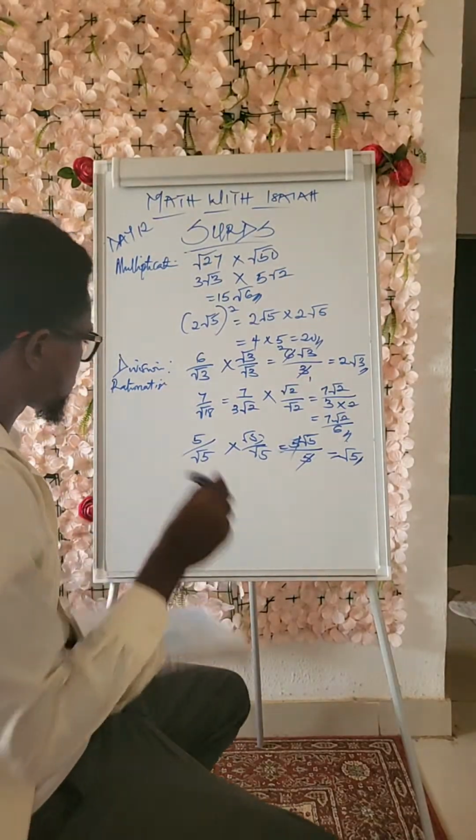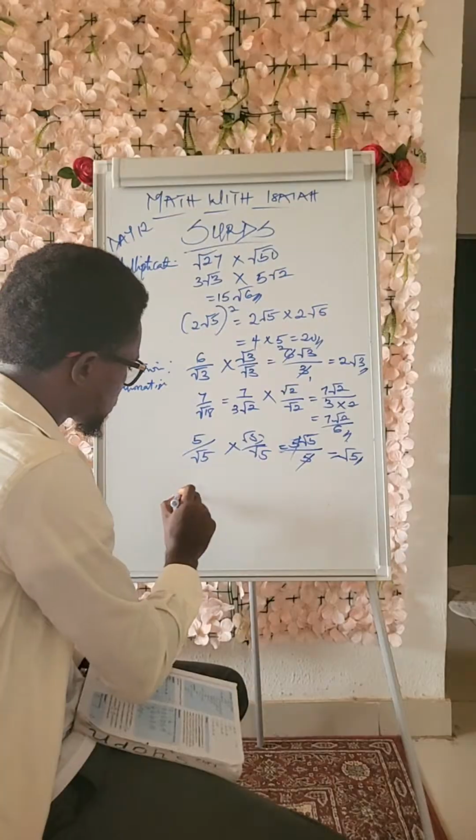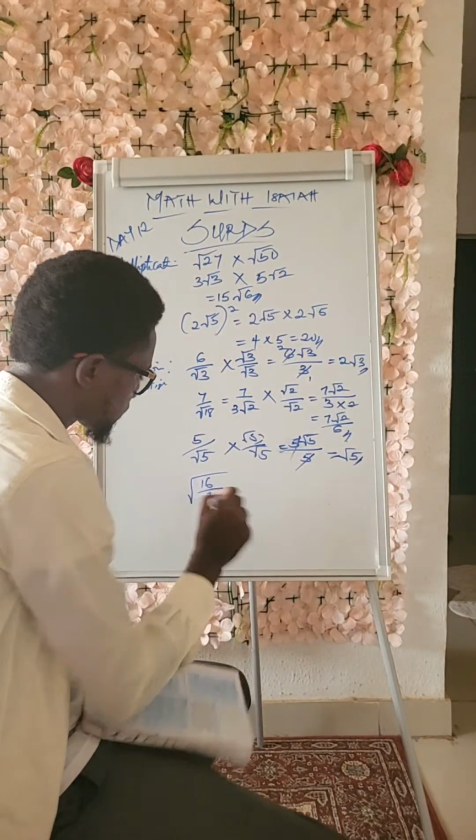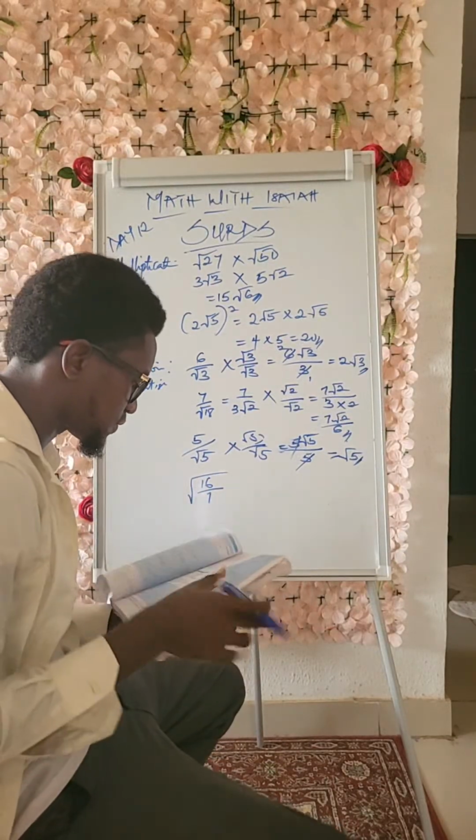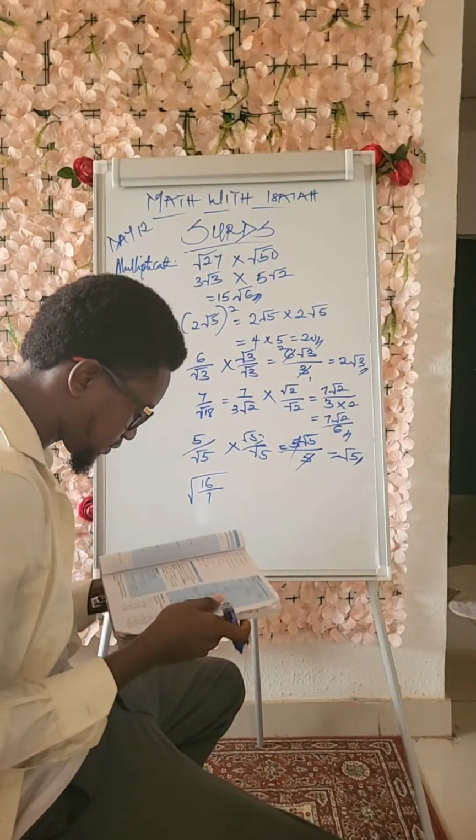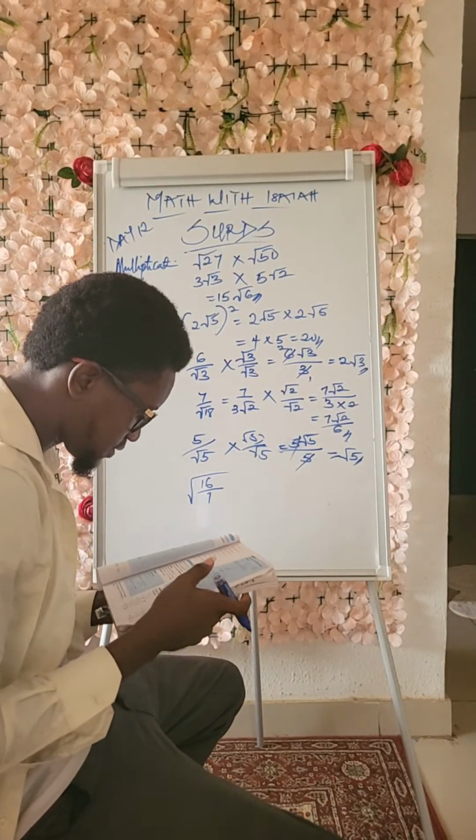Now look at this. This is the last one I'm going to be doing. Root 16 over 7. How do you solve something like this, for instance?